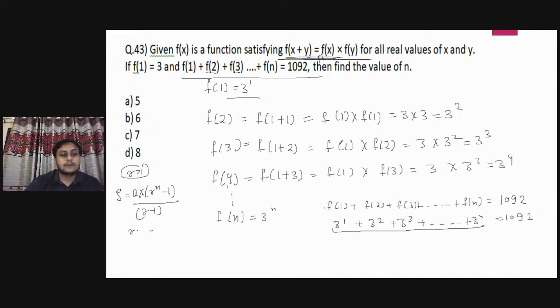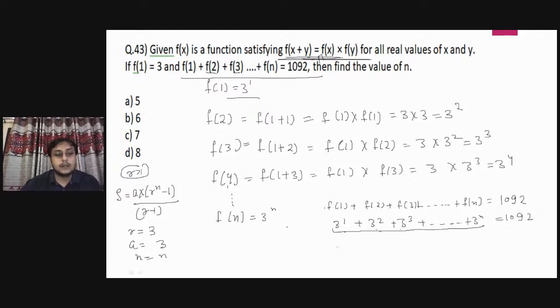But here the common ratio is 3. The common ratio is the ratio of a term to its previous term. So 3 power 3 by 3 power 2, right? The ratio of any term to its previous term: 3 power 3 by 3 power 2 comes out to be 3, or 3 power 2 by 3 power 1 comes out to be 3. Right? And the common ratio here is 3. The first term is 3. And the number of terms from 1 to n is n terms, right?